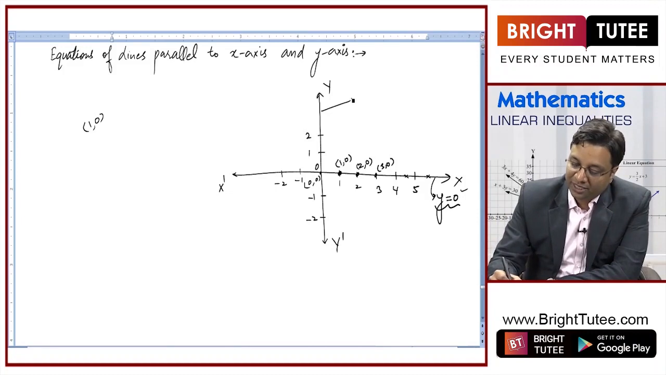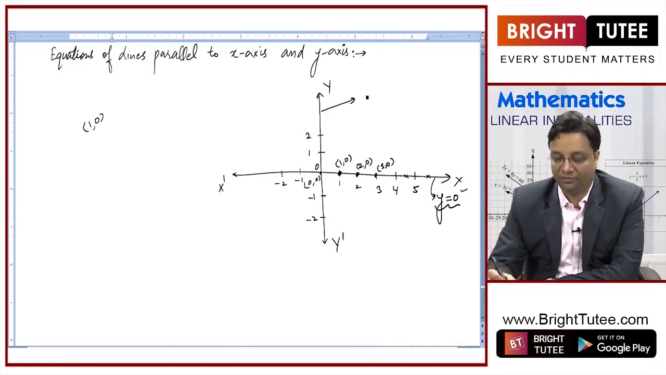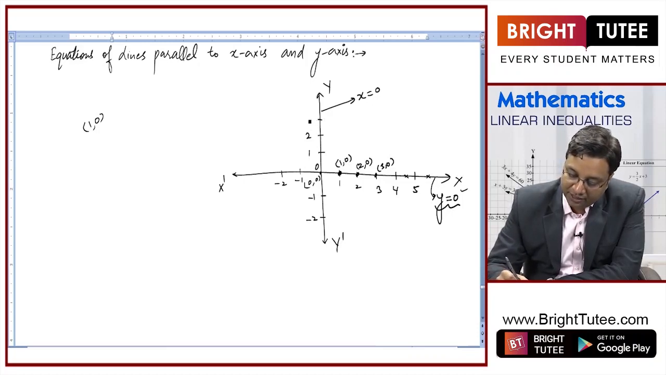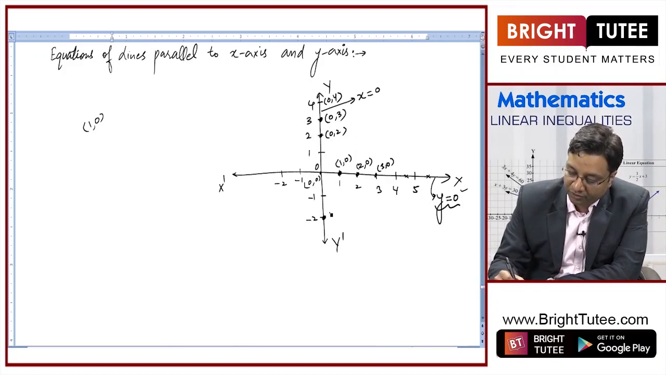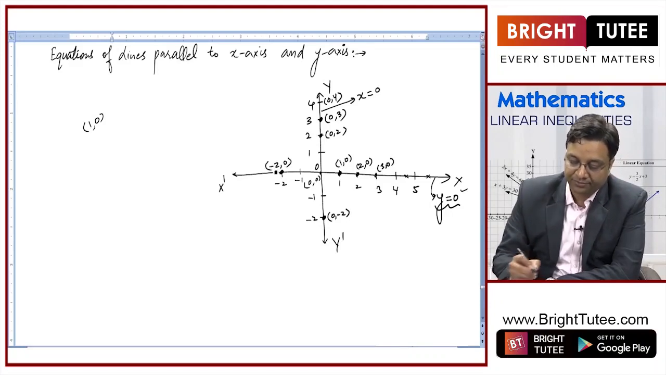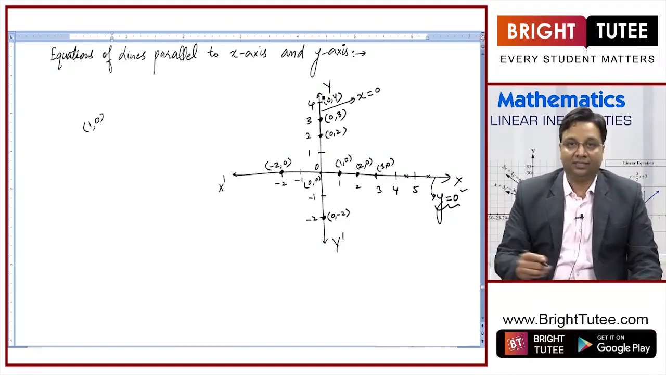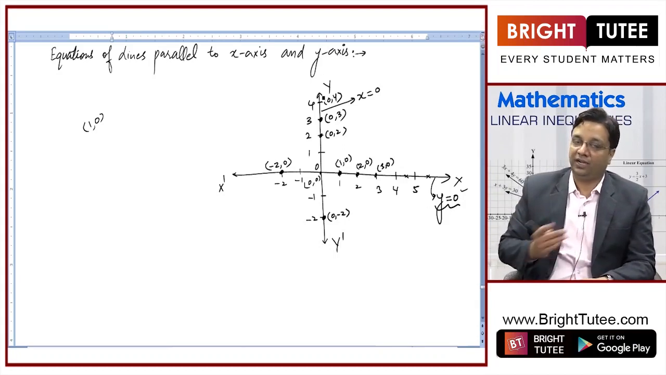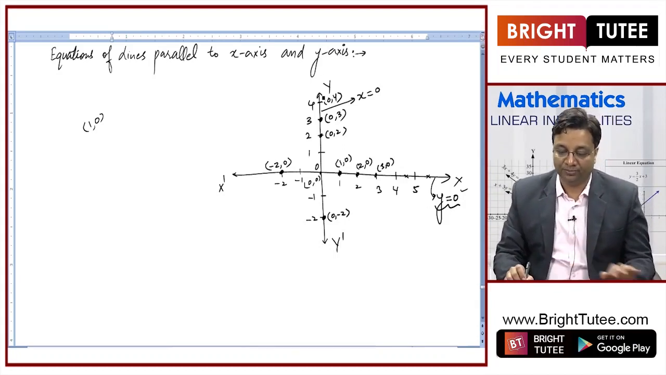Now, you can simply tell me that the equation of y-axis will be x equal to 0. Why? Because every point lying on y-axis will have its x coordinate as 0. So, this point will be 0, 3, this point will be 0, 2, this point will be 0, 4, and so on. On the negative side also, this point will be 0, negative 2, and this point will be minus 2, 0. So, y-axis will have an equation x equal to 0, and x-axis has got equation y equal to 0. This is what we know.